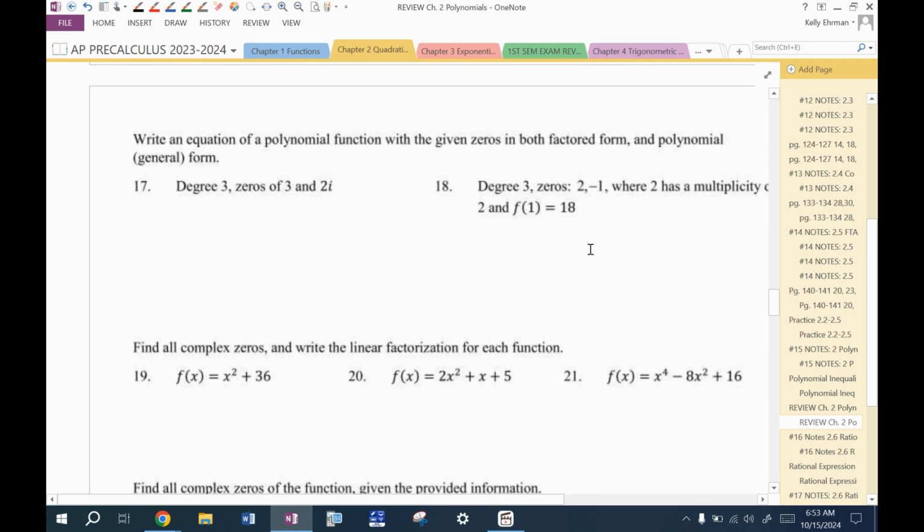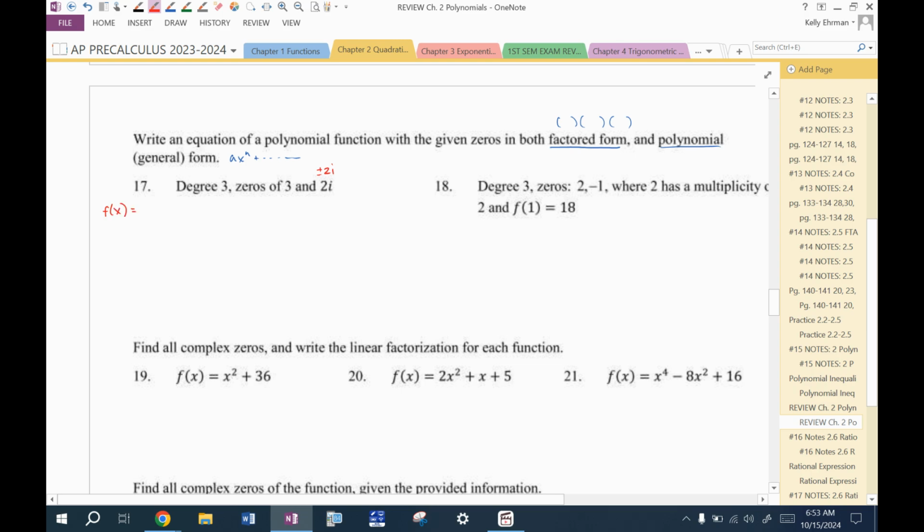Write an equation of a polynomial function with the given zeros in both factored form, which is parentheses, and polynomial or general form, which is multiplying out all the terms. Okay, so we need to have a degree of 3, zeros of 3 and 2i, which really we know means plus or minus 2i. So always begin with factored form.